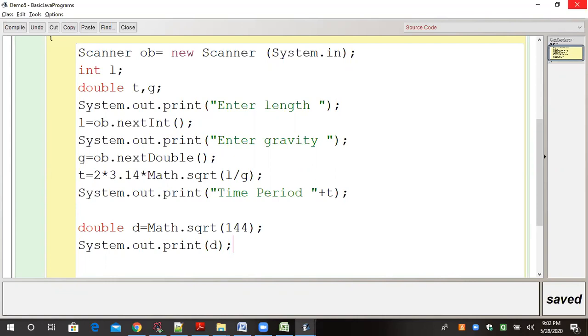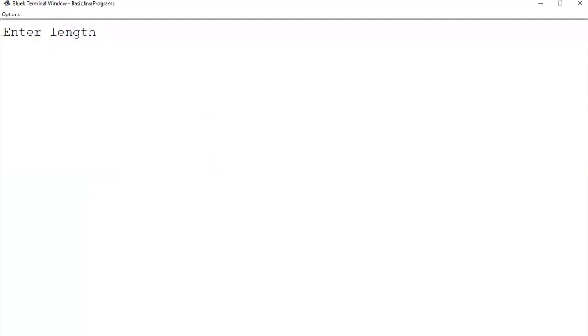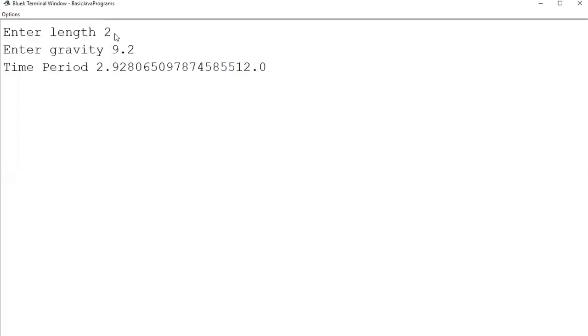Okay, just a moment. I am just compiling and I am executing. Then you will see the result. 12. You will not get 12. You will get 12.0. Why? Because double में 12 को 12.0. Okay, so let's get started. So I'm just providing the input for the length 2. Gravity is 9.2. Okay, the time period is coming.